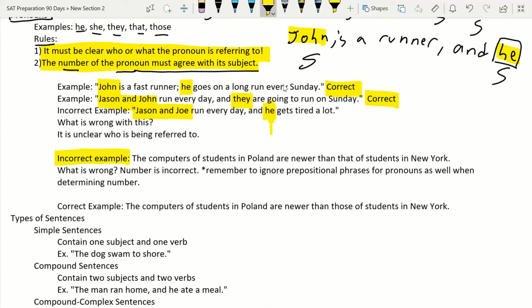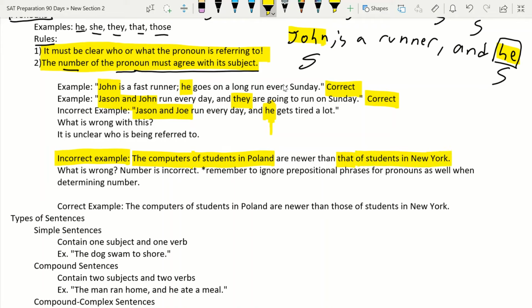This is an incorrect example, keep in mind. We have "the computers," so the computers is our subject. I'm actually going to go ahead and highlight other parts as well, and then I'll go back and write it. So we have "the computers of students in Poland are newer than that of students in New York," right? That is our pronoun.